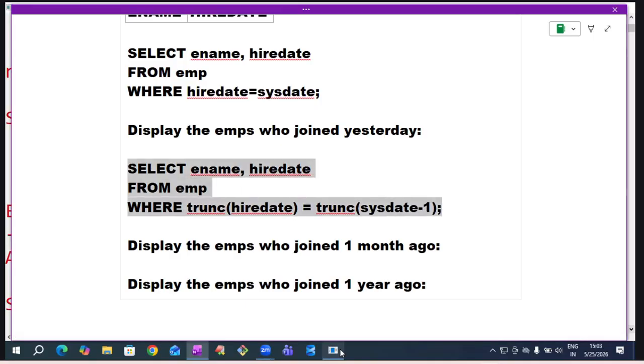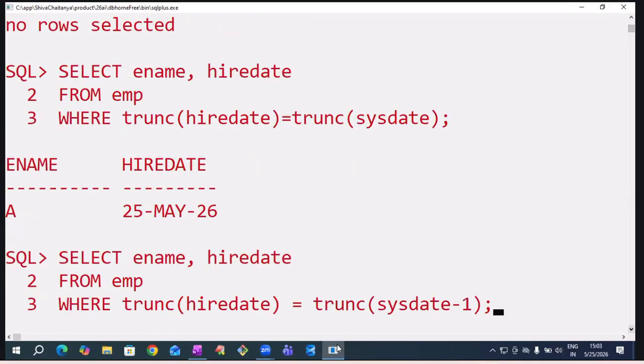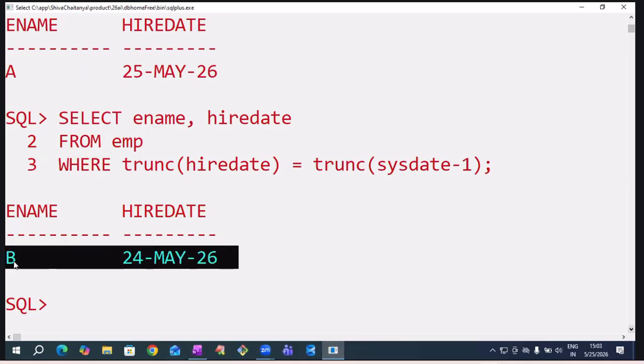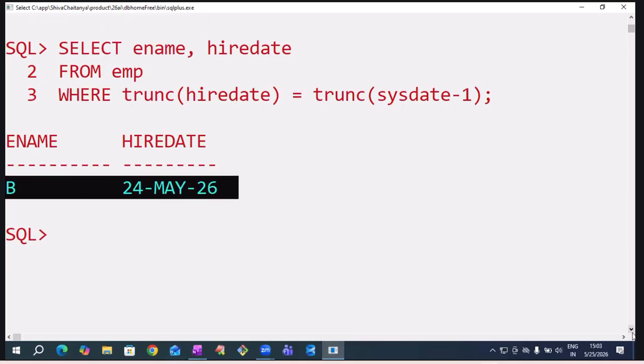Copy this. See here, who joined yesterday? We are getting that B employee joined yesterday. If trunc is not there, we get no rows selected.